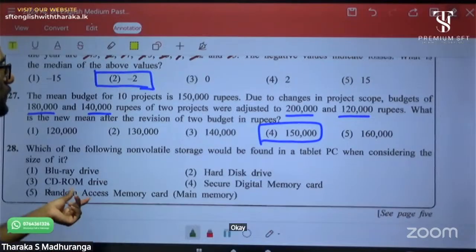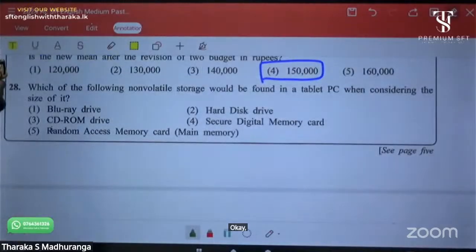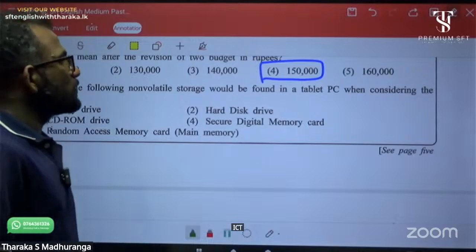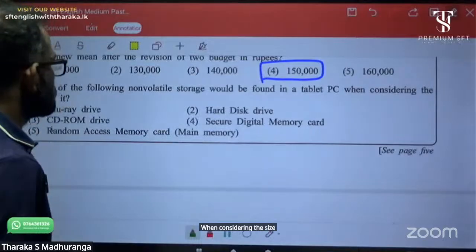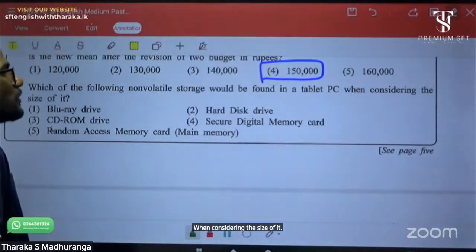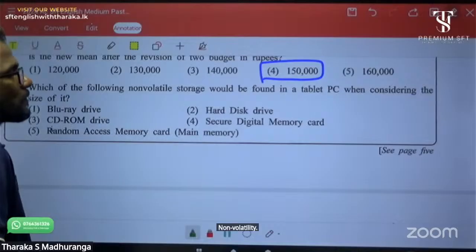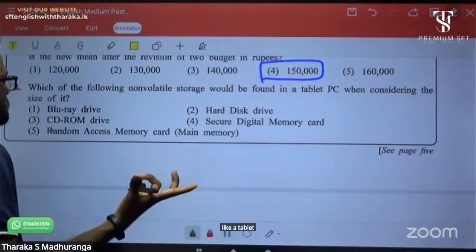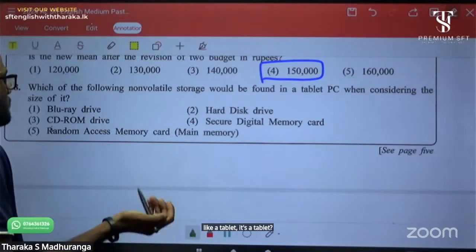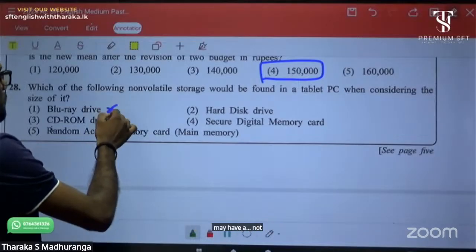Okay. This one is okay. Which of the following non-volatile storage, ICT part, would be found in a tablet when considering the size of it? Non-volatility. Non-volatile storage. Blu-ray drive, hard disk drive. Make a tablet. It's a tablet. CD-ROM is not practical, right? Maybe not practical for tablet.